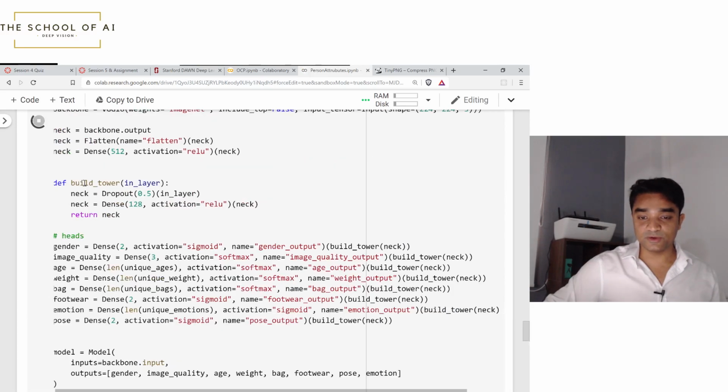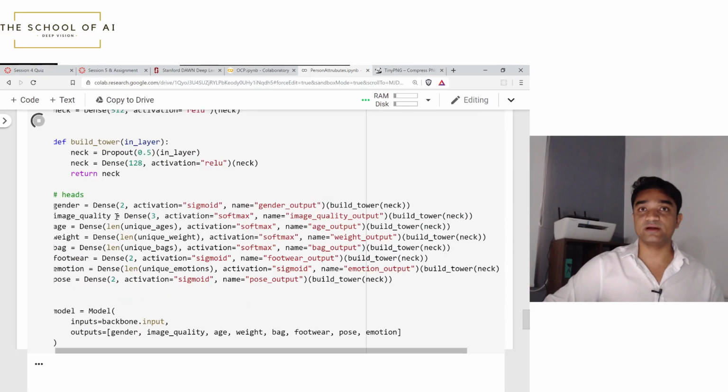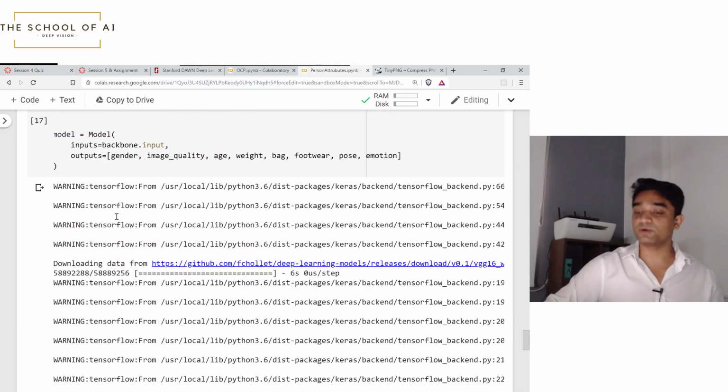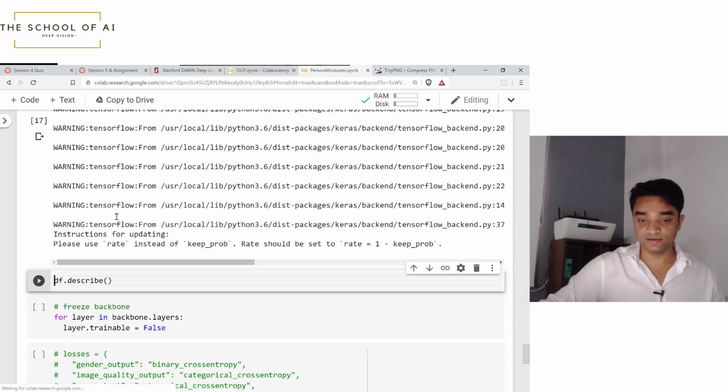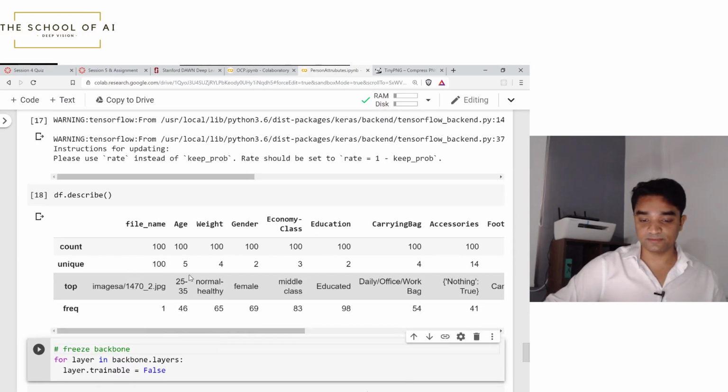Right? You are making this backbone. You're basically making a whole model end to end, and then you're going to be using this code to link your model to train it. Okay, this is done. df.describe. These are the same data sets we looked at, perfectly fine.